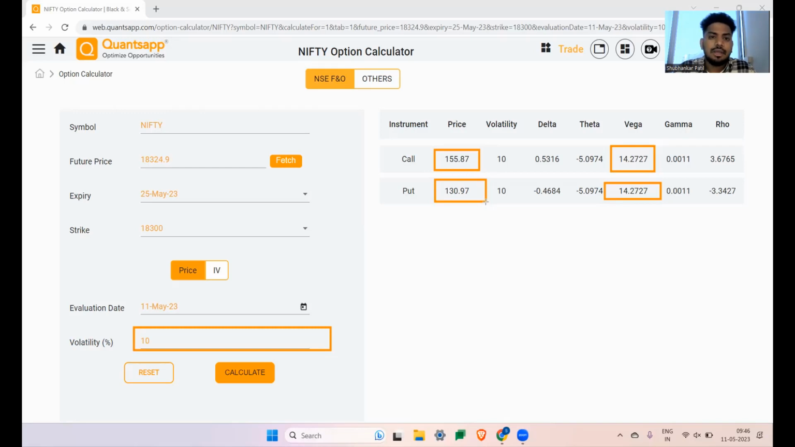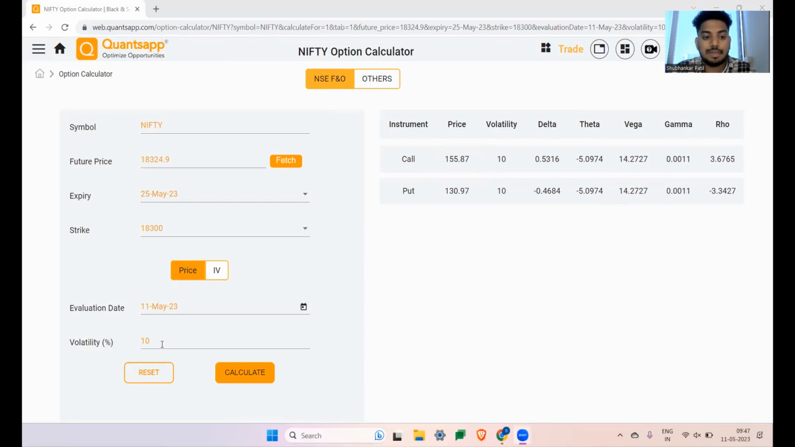That means that if the entire market remains where it is, the number of days left to the expiry is the same, then it is trying to tell us that a 1% up move in implied volatility will lead to a 14.27 rupees up move in the premium, and if the volatility goes down, by that much rupees the premium will go down. So let's try to understand how it works.